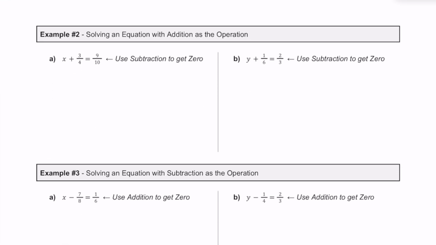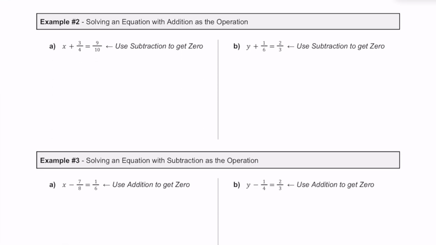All right, let's look at example 2 where we go ahead and solve an equation. This time you're not going to get a solution set. We actually just have to go ahead and solve it. Each of these are going to have addition as the operation. All right, so if addition is the operation, what's the inverse operation? The inverse operation is going to be subtraction. So we're going to go ahead and use subtraction here.